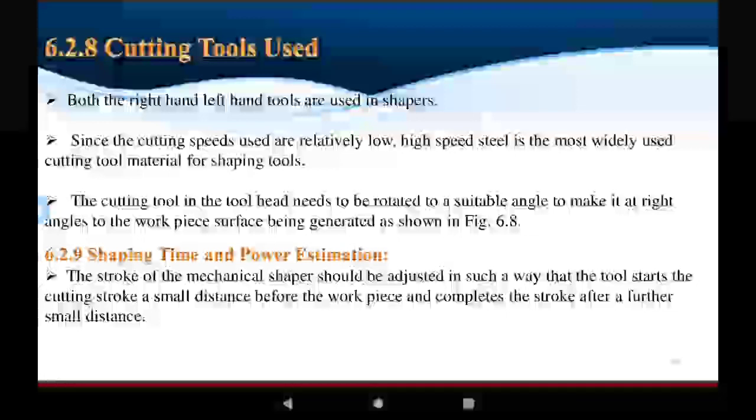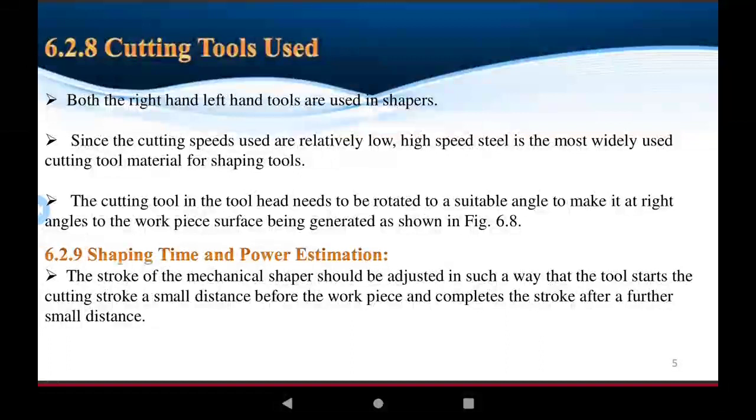The cutting tools used are continuously present. Both right hand and left hand tools are used in the shaper machine. The tools in the shaper work at one time, with one tool used for one job and the other tool for another. Both right hand side tools and left hand side tools are used. The machine works with left and right tools for its purpose.